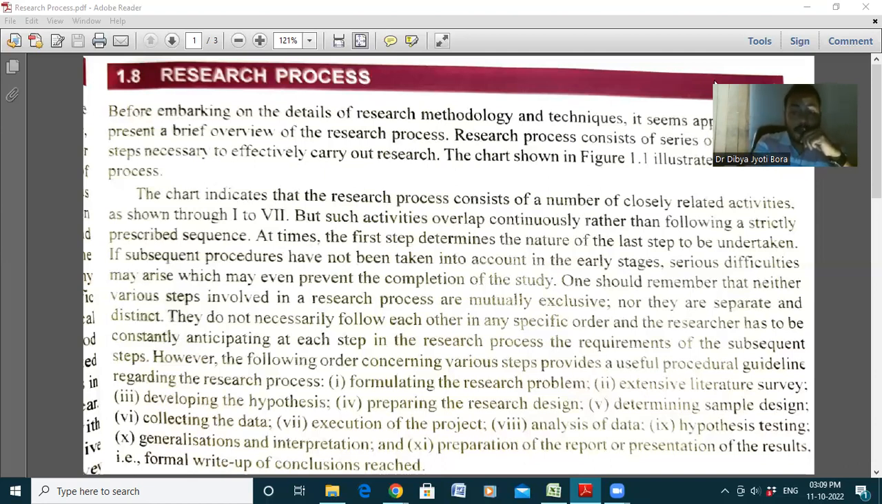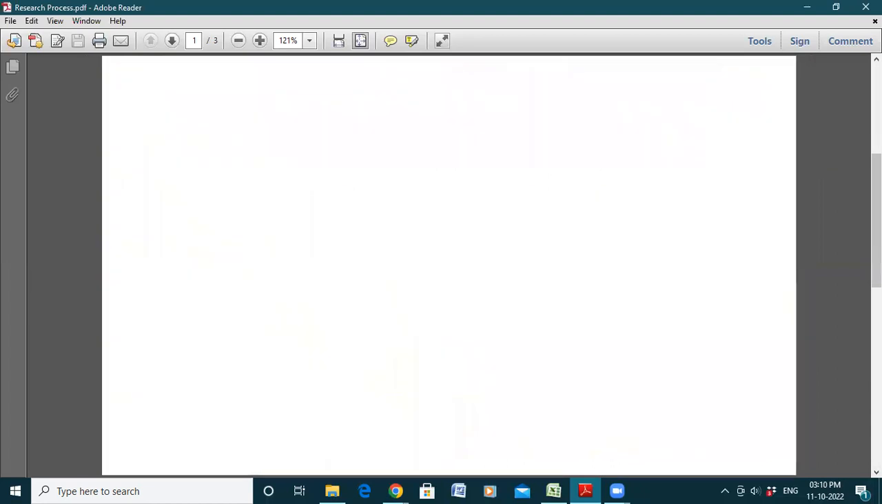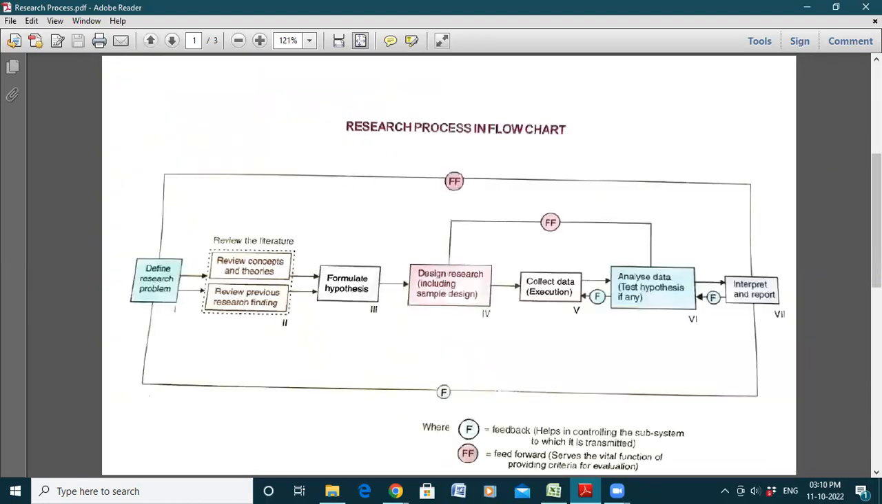So research process, from the term itself, will consist of a series of actions, or you can say some steps necessary to conduct your research, right? And before that, I would like to show you one diagram. Just a minute. Yeah, this one. Can you see it? Yes. Research process in flowchart. I have said that research process consists of several steps. Now, what are those steps?